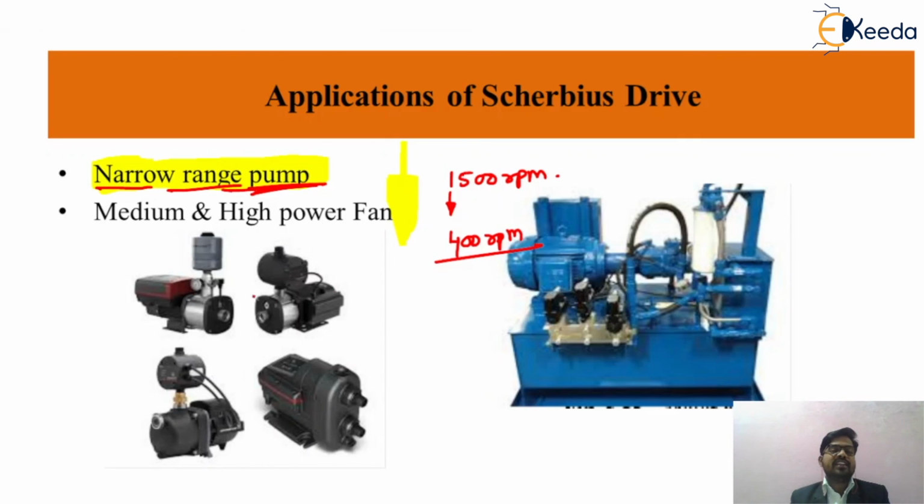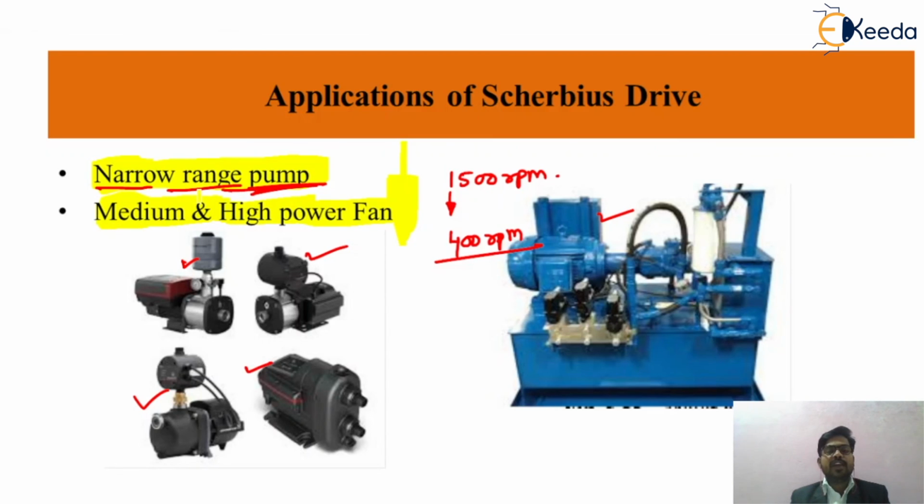As we have seen in the images, we are using different types of narrow range pumps, which are controlled by the static Scherbius drive. Similarly, another application of the static Scherbius drive is medium and high power fans. In industry, different types of fans are used for cooling or ventilation purposes, and for controlling these fans we can prefer the static Scherbius drive.